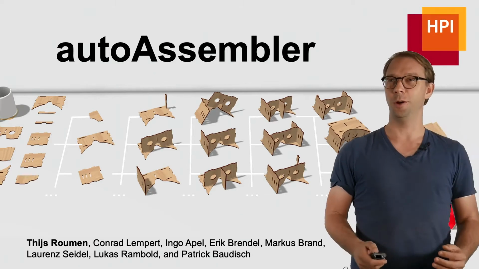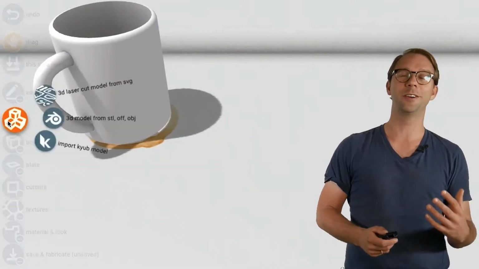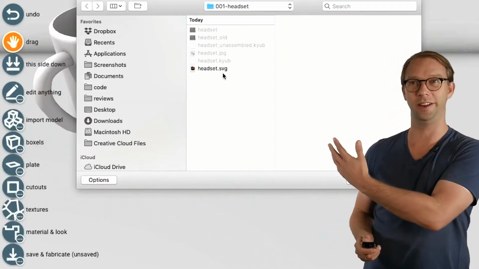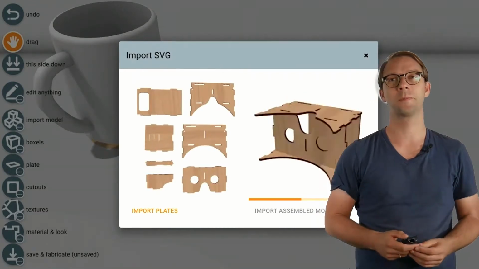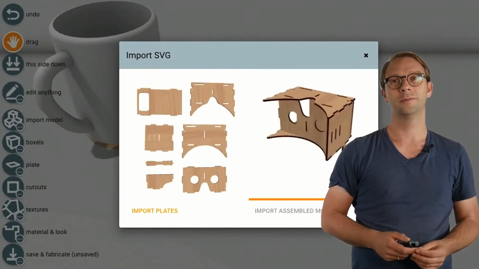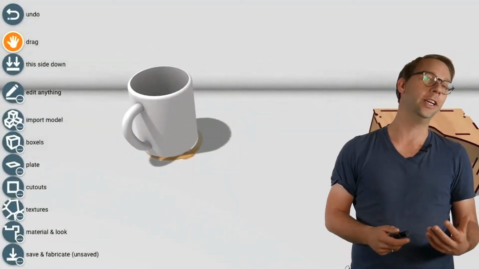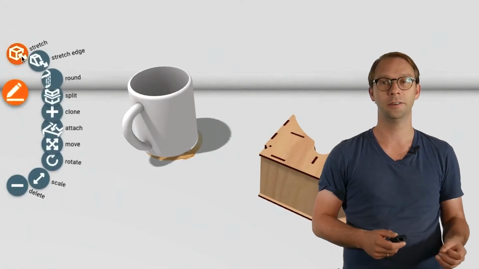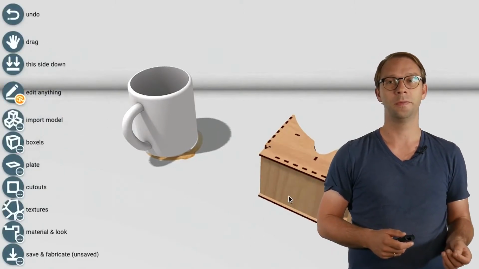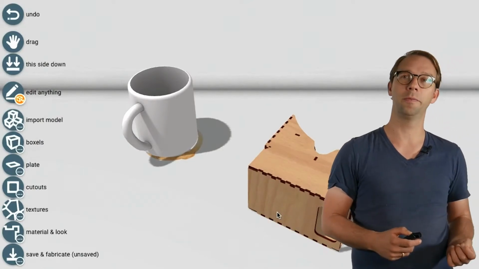My name is Thijs Rauman, Hasso Plattner Institute, and I present AutoAssembler, a software tool that automatically converts 2D cutting plans to 3D models for laser cutting. This conversion to 3D allows users to make 3D parametric changes very easily, which is crucial for customizing models downloaded from the web.